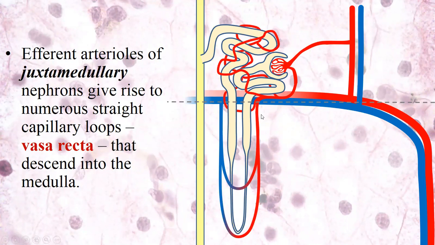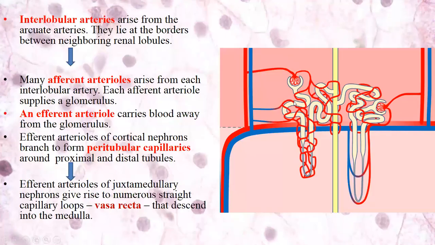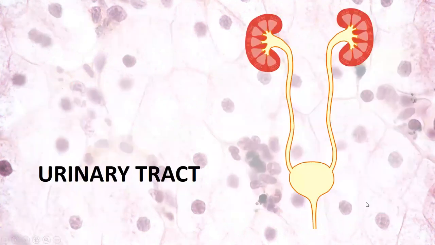Efferent arterioles of juxtamedullary nephrons give rise to numerous straight capillary loops. They are called vasa recta, which descend into the medulla, and they enter into the arcuate veins. So here we can see the blood supply of typical cortical nephrons, which include intermediate and subcapsular nephrons, and the blood supply of juxtamedullary nephrons. And now let's talk about the histology of the organs of the urinary tract.